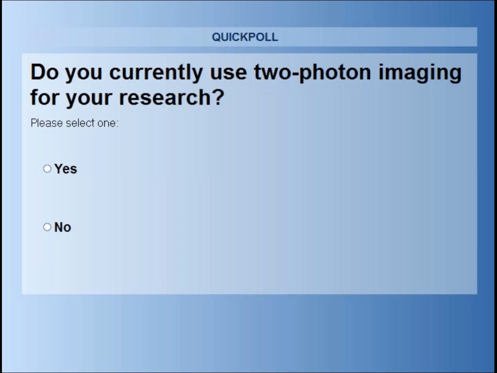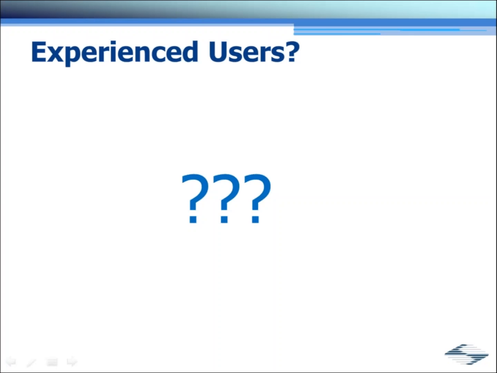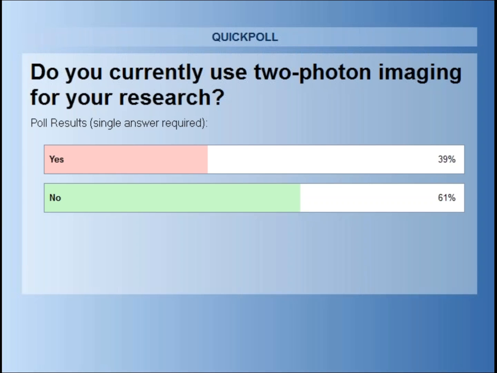We're just trying to get an idea of how many of you out there are actually using two-photon technology currently, how many are interested and possibly moving into it in the future. So it looks like most of us have voted. Let's go ahead and take a look. And it looks like 39% are actually currently using two-photon technology, and 60% are not, which means that a large portion of you are probably looking at moving into that technology and have questions about the instrumentation.